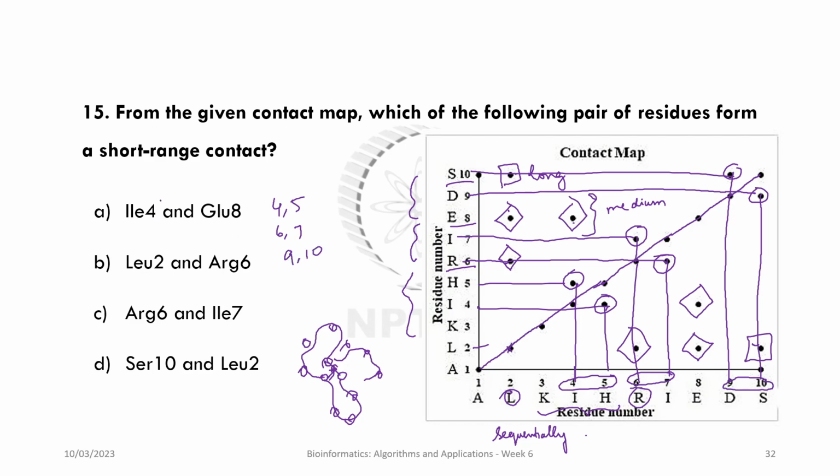Now look at the options given here. 4 and 8. First check whether they even interact. Yes, 4 and 8, there is an interaction. Let me change the color.